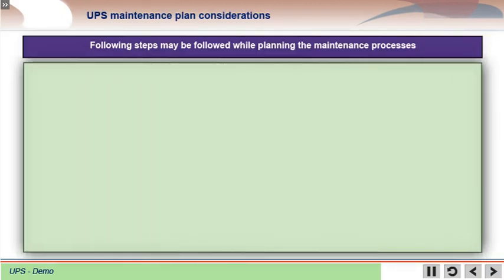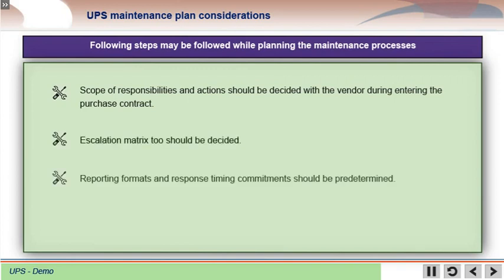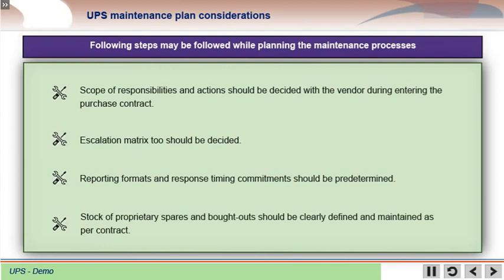The following steps may be followed while planning the maintenance processes. Scope of responsibilities and actions should be decided with the vendor while entering the purchase contract. The escalation matrix too should be decided. Reporting formats and response timing commitments should be predetermined. Stock of proprietary spares and bought-outs should be clearly defined and maintained as per contract.